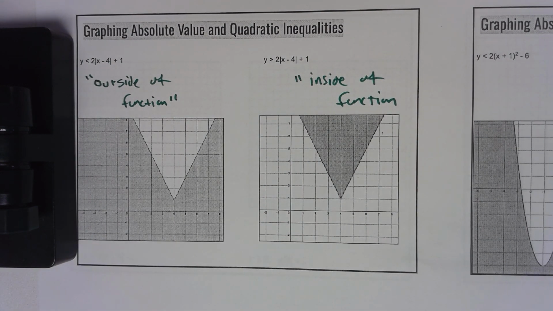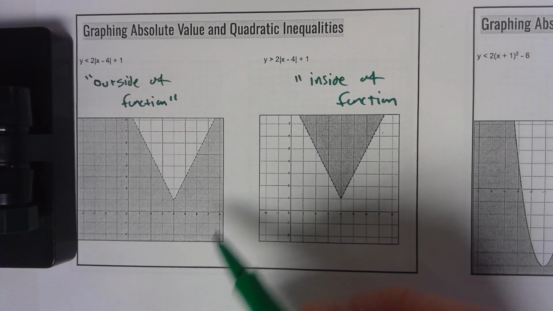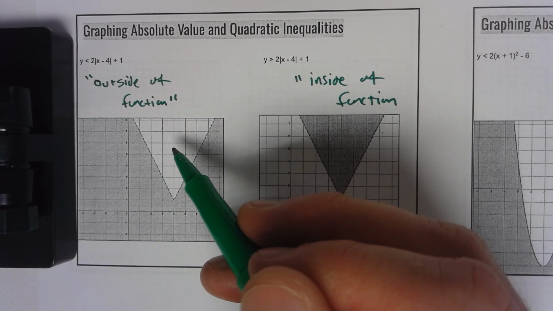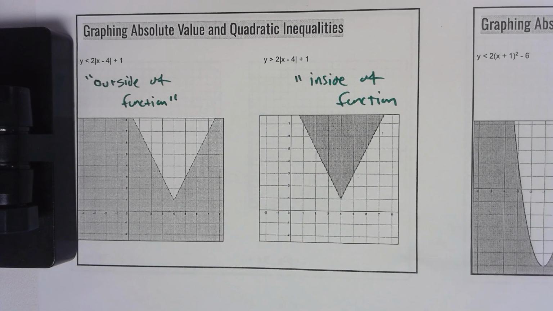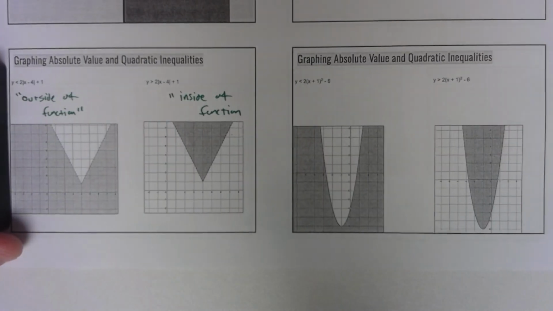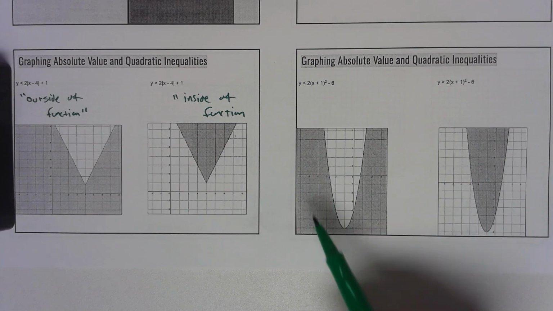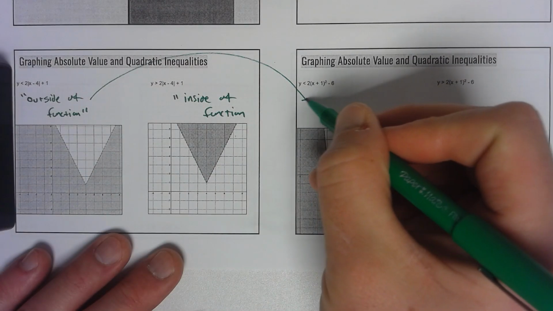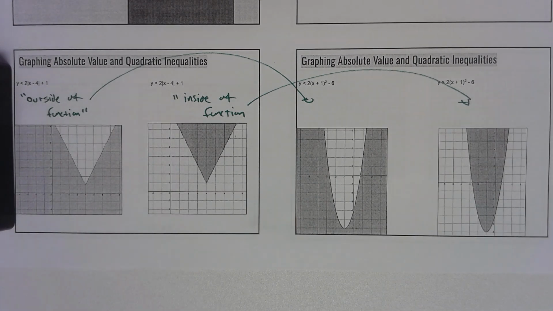Okay, so when we test 0, 0, just like what we did yesterday, if it's true, we want to shade the part that has 0, 0. So whether that's on the inside of the absolute value or the outside. And then the same concept applies to the quadratic graphs, where we'll either shade on the outside of the function or the inside of the function. And it's all dependent on where 0, 0 is. Okay, so again, when 0, 0 works, we shade the part that has 0, 0. When it doesn't work, we'll shade the part that does not include 0, 0.